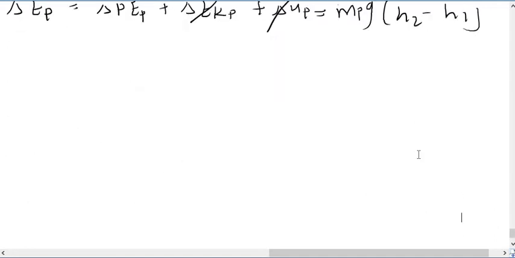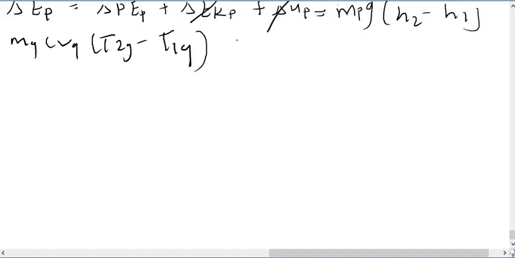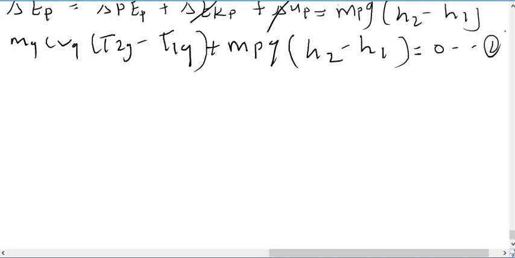So therefore, we can call this equation 1. Let me derive equation 1. So that is mass of gas, specific heat capacity of the gas during change in volume, theta 2 of the gas minus theta 1 of the gas, plus the mass of piston into H2 minus H1 is equal to 0. So let's call this equation 1.